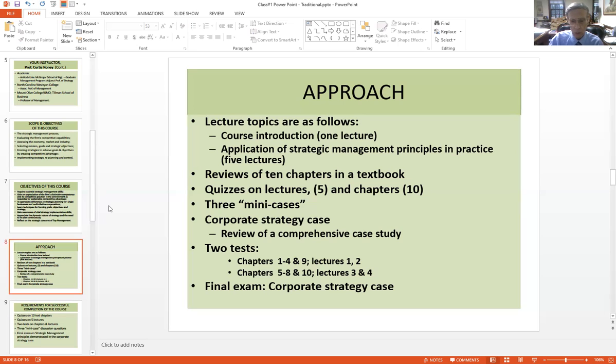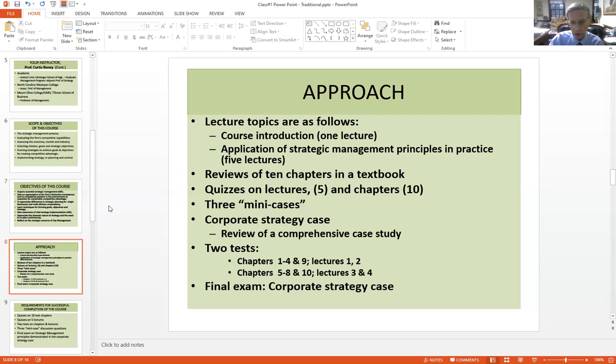So in this course, we'll also review 10 chapters in a textbook. And this is a very good textbook. I chose it because, for one reason, two reasons really. One is that it only has 10 chapters. You know, lots of strategy textbooks have 15, 16, 17 chapters. But this is a very good, high quality textbook, which manages to get things into 10 chapters, which makes it a little easier for us to get through it in a 7-week course.